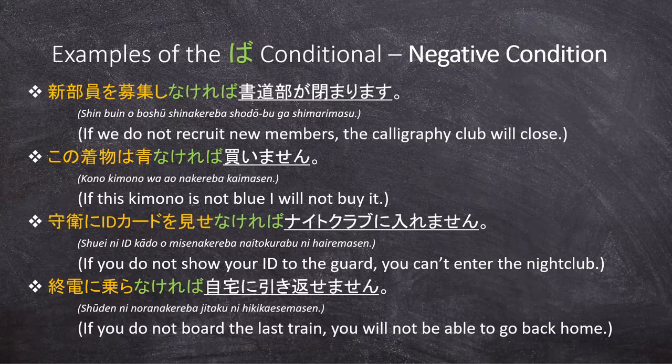And finally, we have shuden ni noranakereba jitaku ni hikikaesemasen. If you do not board the last train, you will not be able to come back home. So you can already see here that the trigger is shuden ni noranakereba, while the result is jitaku ni hikikaesemasen. So you can already see what is the most important thing from all of these four sentences that you need to remember when you want to express the negative condition.